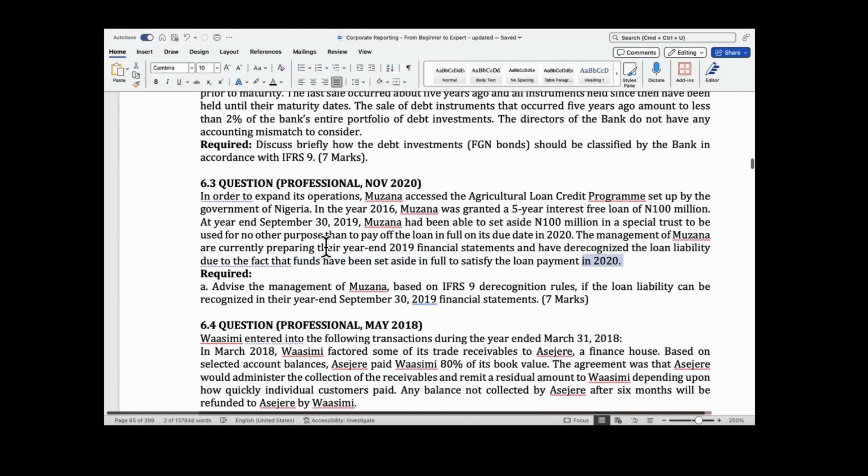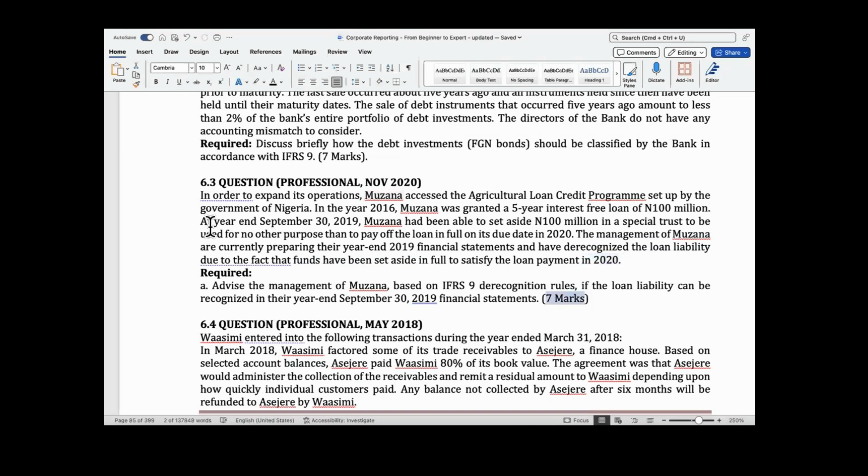Now they want you to advise them. So how do you get 7 marks? The first is for you to state the principle, which is that before you can derecognize a financial asset, the contractual right to cash flow must have expired, and you must have transferred substantial risk and reward. That's for financial asset. For financial liability, the obligation must have been extinguished. That is, it must have been transferred, discharged, cancelled or expired.